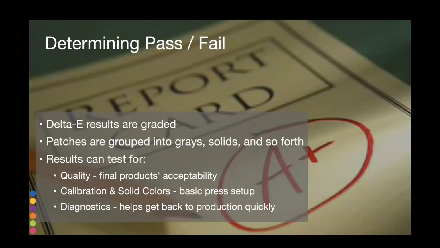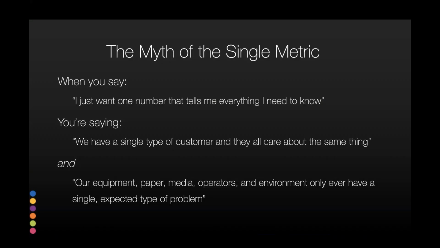Viktor went into a fair amount of detail about how that can happen, but I want to talk a little bit about the myth of the single metric that we've seen in the industry, with some customers getting confused with this and saying, I just want one number to tell me everything I need to know. And that doesn't work very well. That really does assume that you have a single type of problem, that everything in the print process, the equipment, the paper, operators, the environment, and everything else is only expected to have a single type of problem. And that's just not practical.